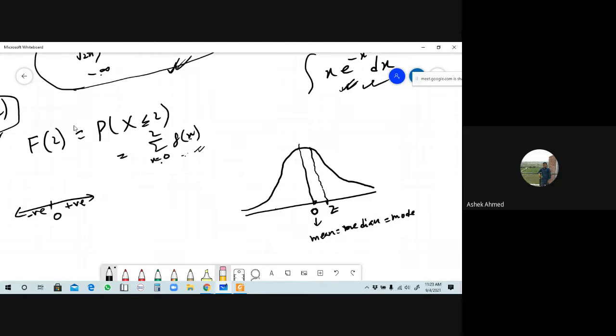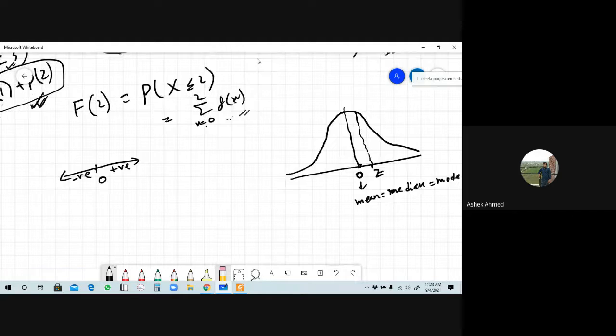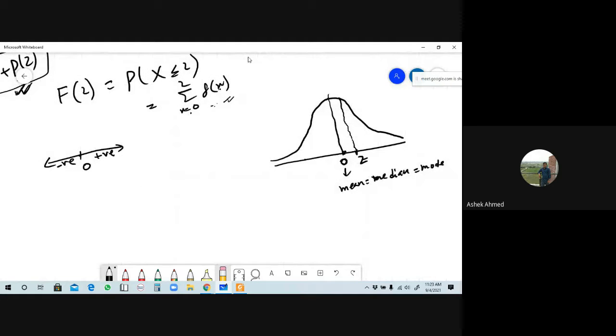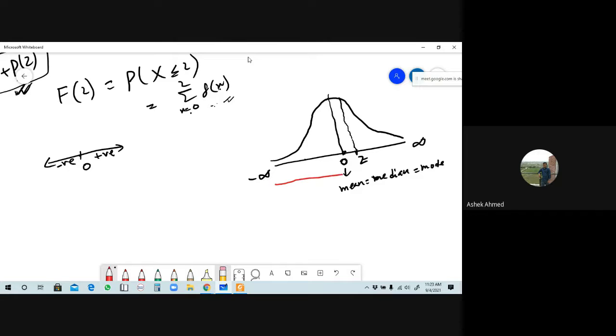What do you mean by capital phi of z? That means the area of the function from minus infinity to plus z. So which one will be minus infinity? This is minus infinity, is it right? And this is plus infinity. Respond. So from here we can say that the area from this point to this point will be the value of capital phi of z, is it right?